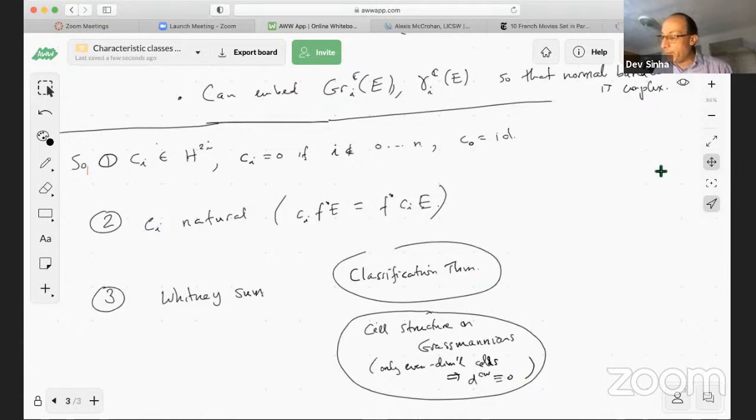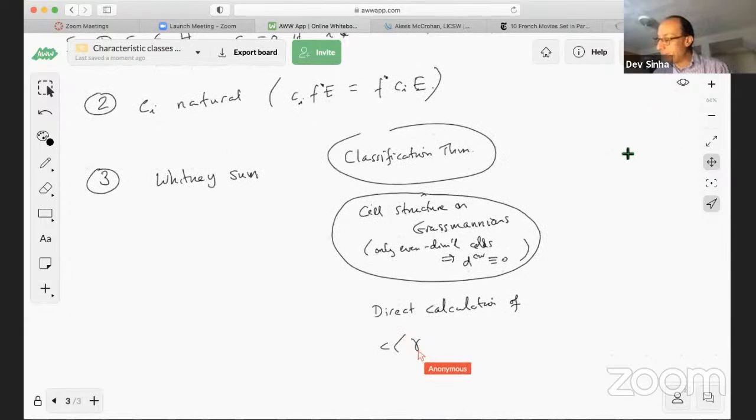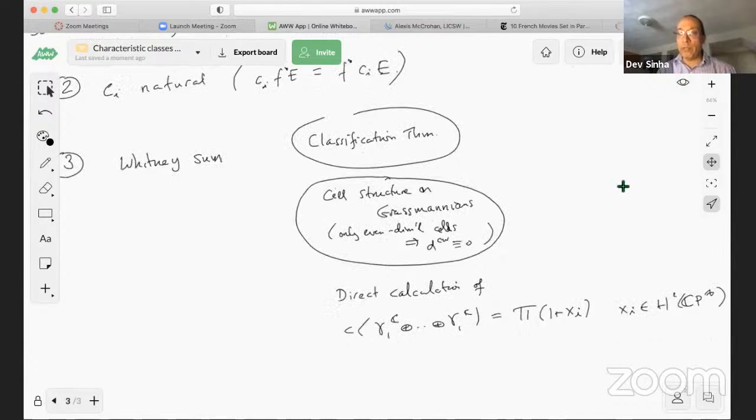And then finally, we would have a direct calculation of the total Chern class of a direct sum of n copies of the tautological line bundle that's sitting over CP infinity as just the product of 1 plus x_i, where x_i is now a generator. x_i is the generator of degree 2 in CP infinity.